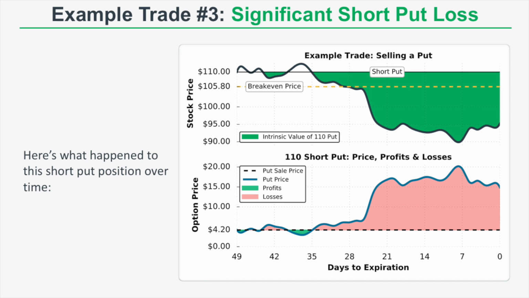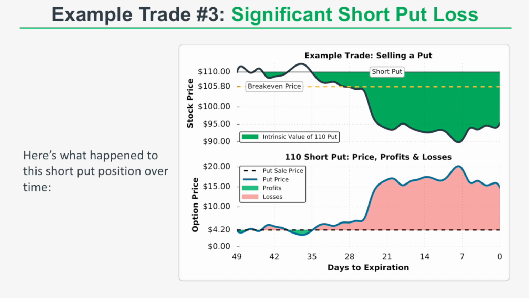Alright, so just like the last examples, we're looking at the stock price, short put strike, and break-even price on the top graph, and on the bottom graph we're looking at the price of the 110 put. So as we can see here, the stock price kind of meandered around the short put strike price for the first couple days, but then the stock price just collapsed.